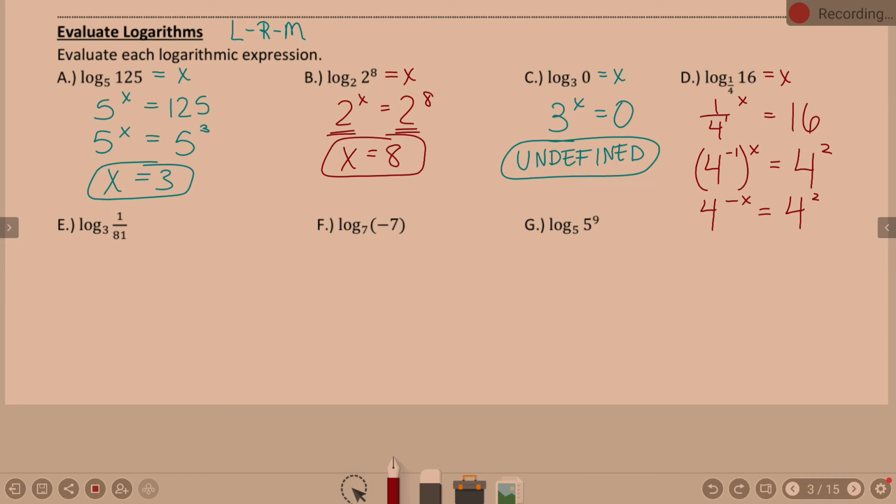The exponent, like the number B. My bases are the same, yes? It's 4 to negative x, 4 to the second. So if the 4's are the same, what's that mean about the exponents? They are equal to each other, right?